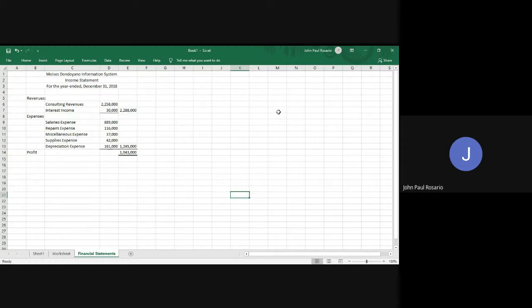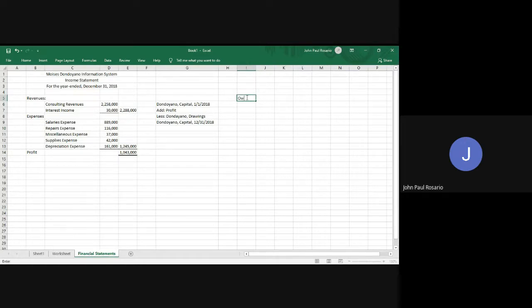So for our owner's equity, we have the capital as of 1/1/2018. There are no additional investments, right? It doesn't say here that there are additional investments. So we just add the profit and then less the drawings. Okay. So since there are no additional investments, we do this. So we have 12/31/2018. And then we will put the owner's equity below.